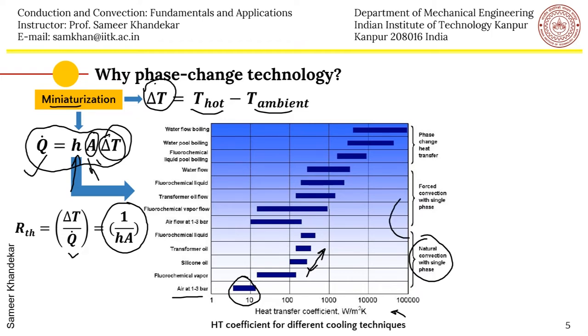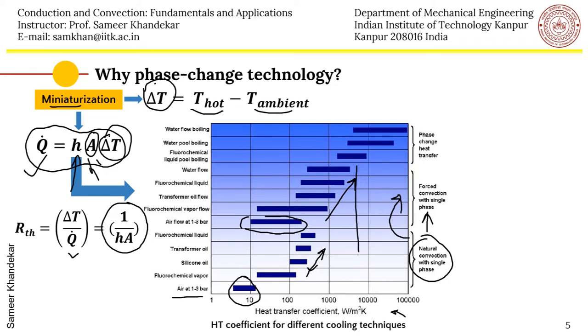That means now you have an active system. You start using a pump. Now if you use air again, you are limited because air is not a very good convective medium. The Prandtl number is of the order of 1. If you change the fluid, then you can go up one or two orders of magnitude. You can reach up to 5,000 to 10,000 maximum, because after that the Reynolds number becomes very high and your pumping power becomes very large. So you are limited to such values here.